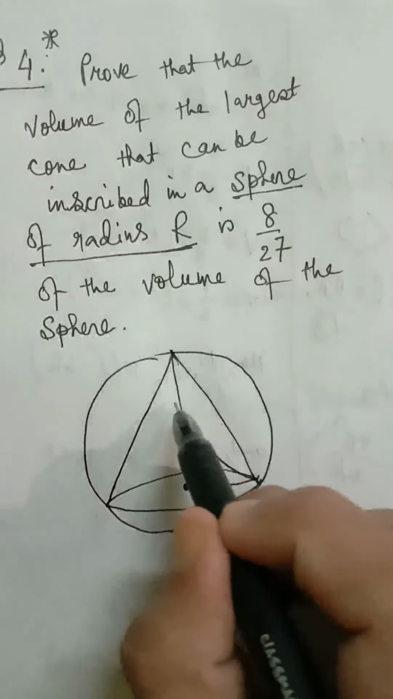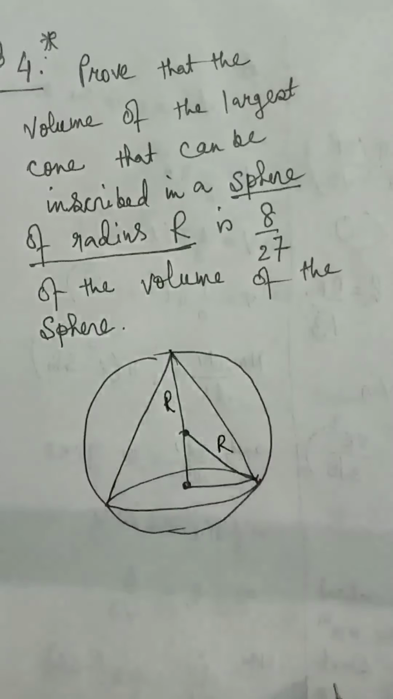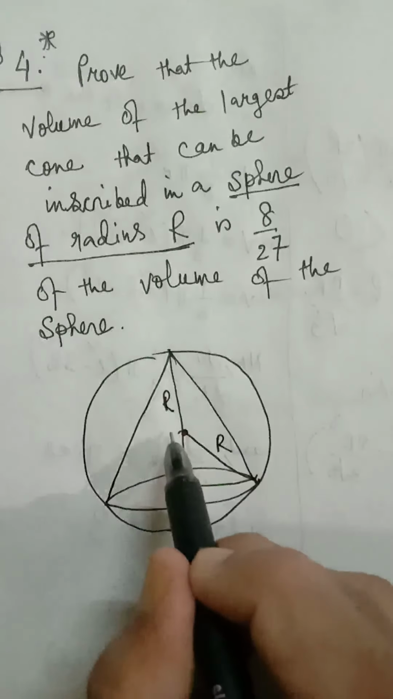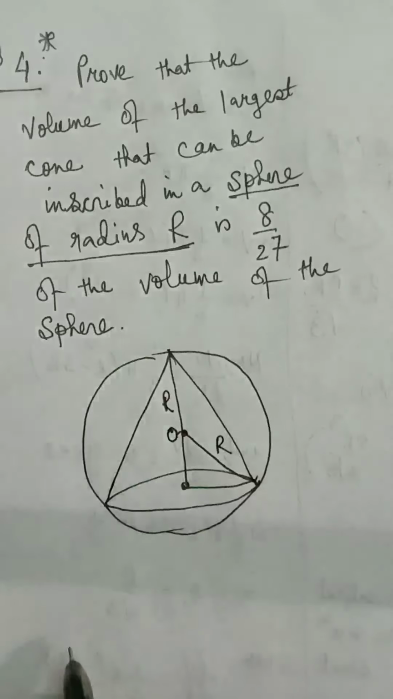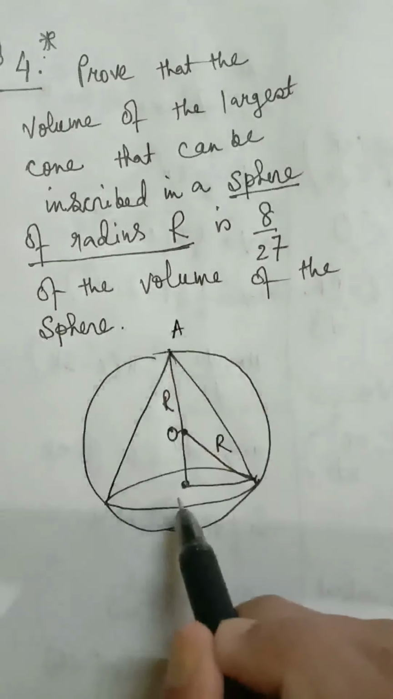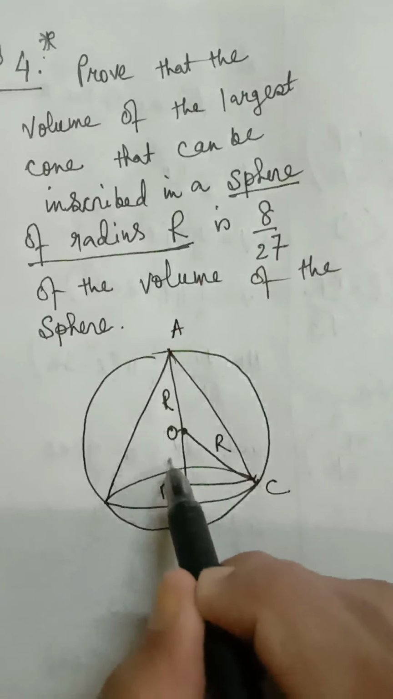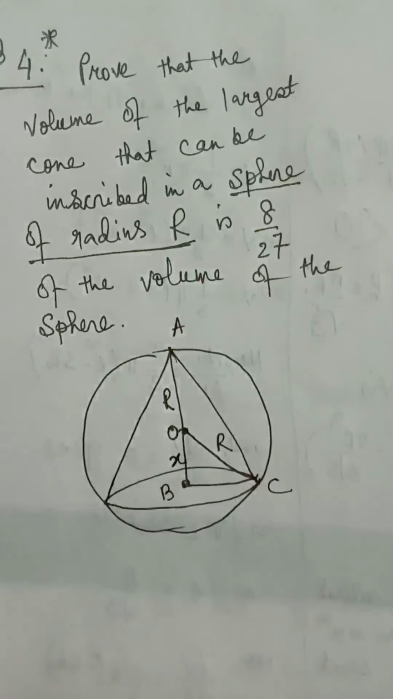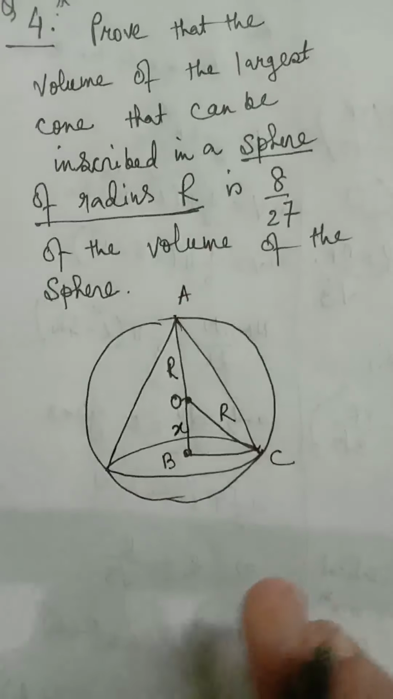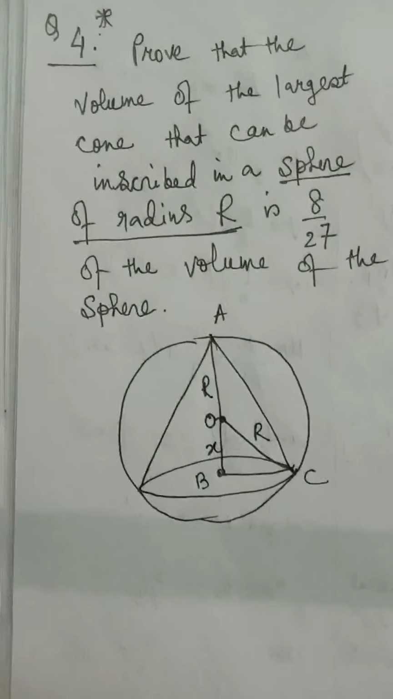R is the radius of the sphere, so this length is R, this length is also R, these are the radius of the sphere. Suppose this is the center of the sphere O, and this is A, B, C. Let OB be equal to x. Here x is the variable, and R is the radius of the given sphere, so R is constant.